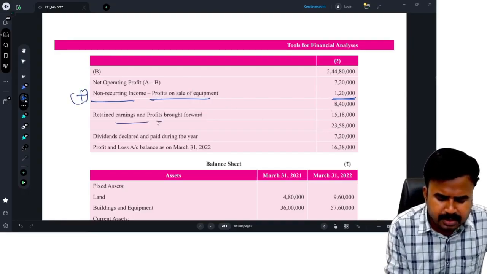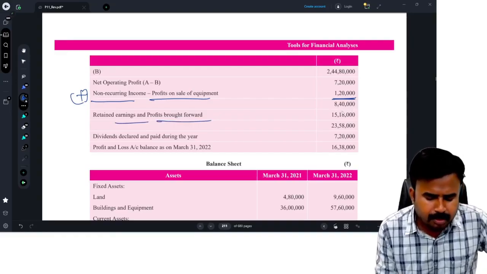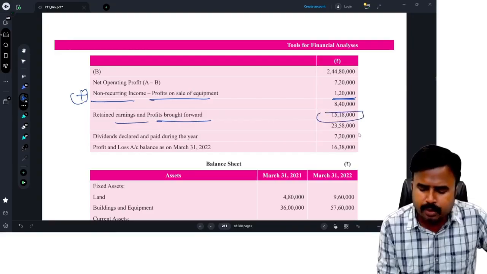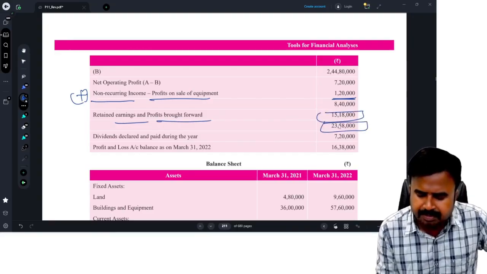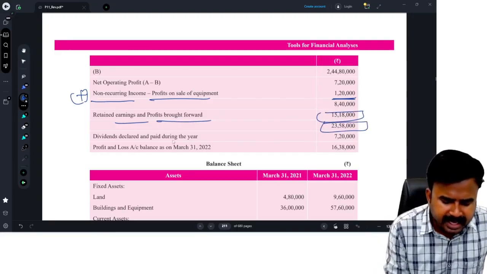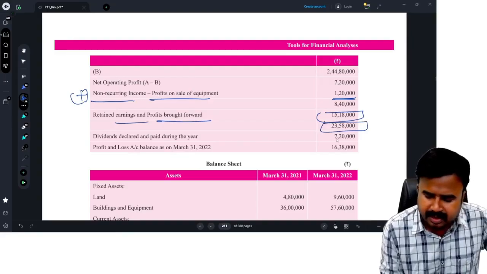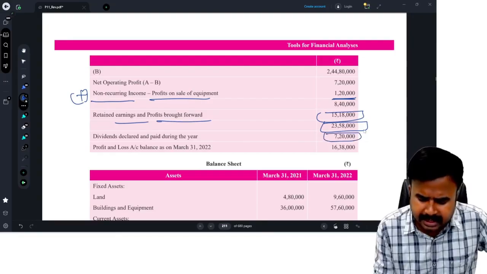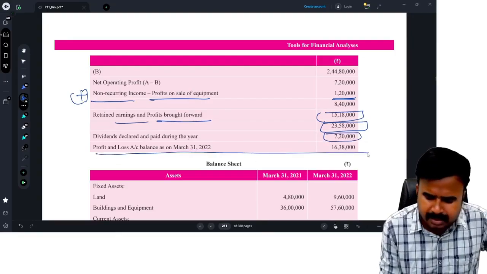Retained earnings and profits brought forward. This is your previous brought forward profit, 15,18,000. So after adding this number to 8,40,000, we got 23,58,000. Dividend declared and paid during the year. After deducting this portion, I got the profit and loss account closing balance.